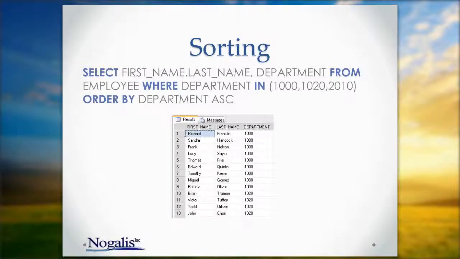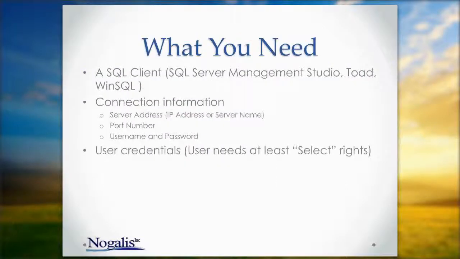One more feature I want to go over that's very useful is the order by feature. So I can do that same list, but now I can say order it by the department in ascending order. So now you see department 1,000 people come first, and then 1,020. So if I were to do group by and order by together, I can get a pretty decent report.